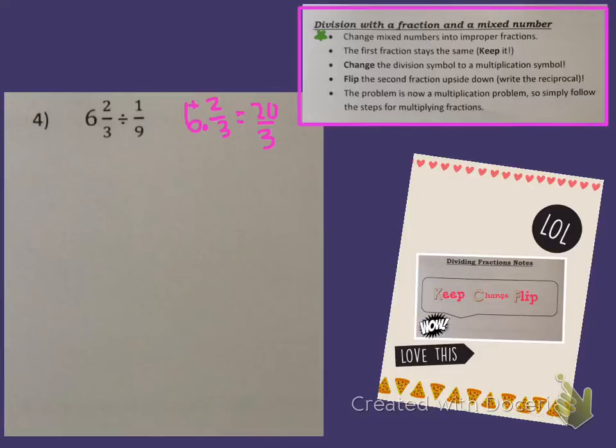So 6 2/3 as an improper fraction is 20/3. We're going to rewrite the problem, 20/3 divided by 1/9, and now we can continue with our normal steps, KCF. So we're going to keep, change, flip. Keep that first fraction, 20/3, change the division symbol to a multiplication symbol, and flip 1/9 upside down so that we're writing its reciprocal, 9/1. And now it's a multiplication problem, so we just follow the steps for a multiplication problem with fractions. So go ahead and pause the video, solve it on your own, and press play to check.